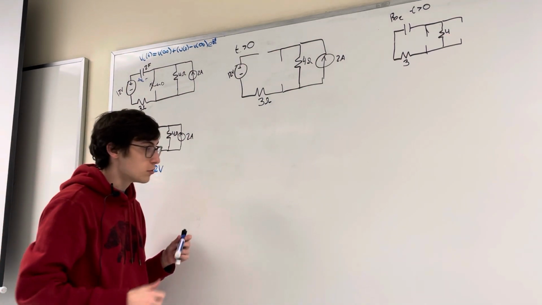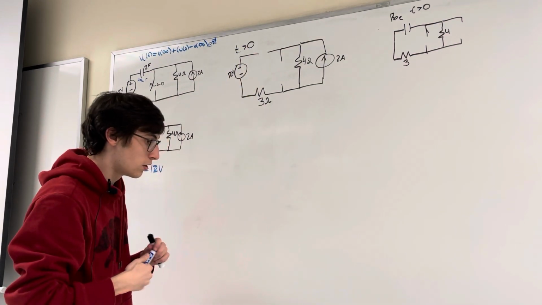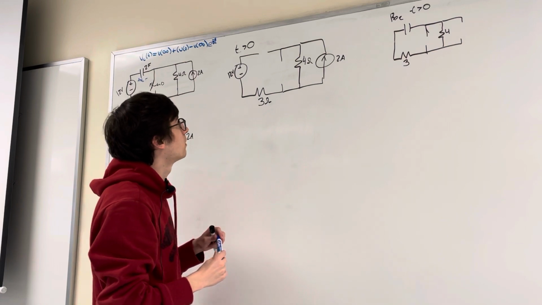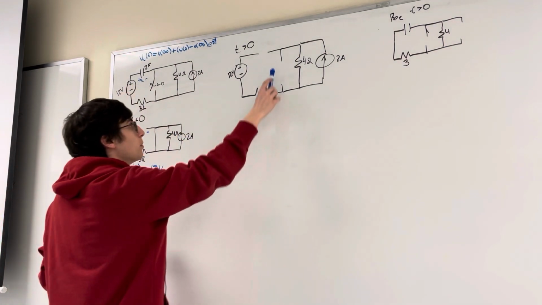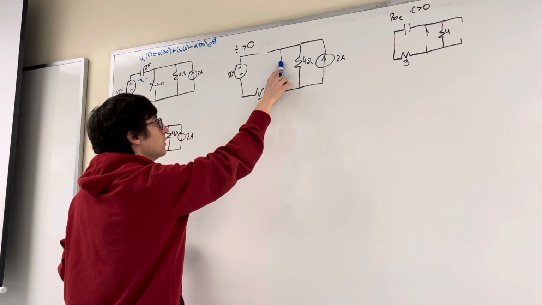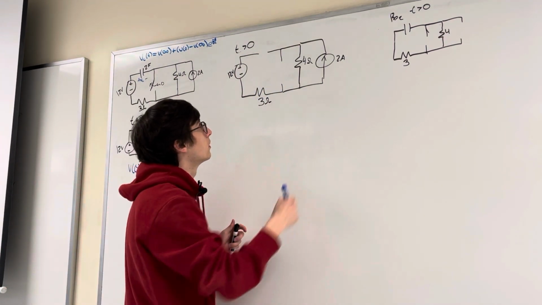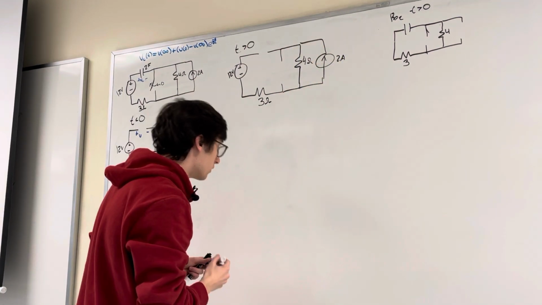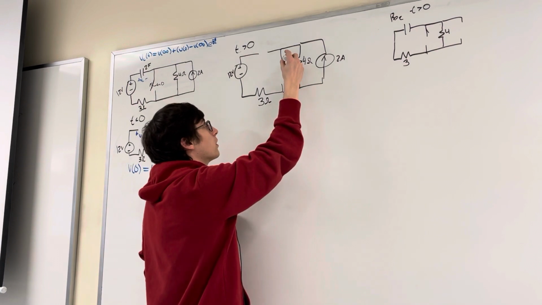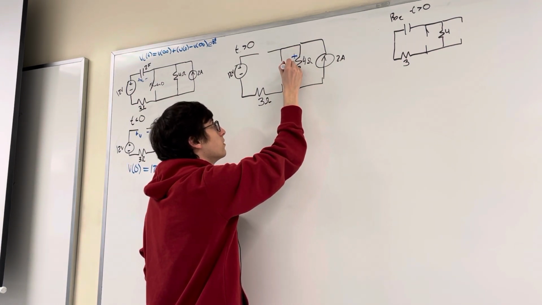Now we're going to move on to when our time is greater than 0. With that, this switch will become open, and it'll be an open circuit through here. So that means there's no current flowing through there. That means there's going to be current flowing around this loop, and we can easily find that the voltage across here is just going to be 8 volts.